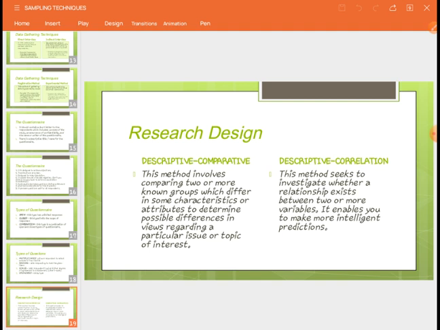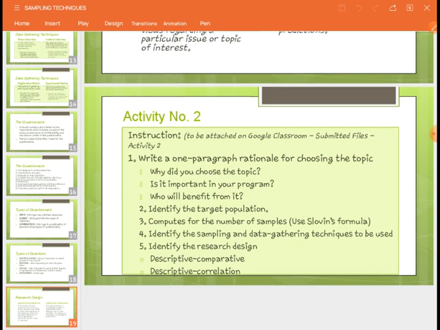Research design, we have descriptive, comparative, and descriptive correlation. Sa comparative, this method includes comparing two or more known groups which differ in some characteristics or attributes to determine possible differences in views regarding a particular issue or topic of interest. While sa correlation, it seeks to investigate whether a relationship exists. Yung kanina, nagde-determine ka lang ng possible difference kasi nagko-compare ka nga. Dito naman sa correlation, nag-i-investigate ka ng relationship between two or more variables. It enables you to make more intelligent predictions.